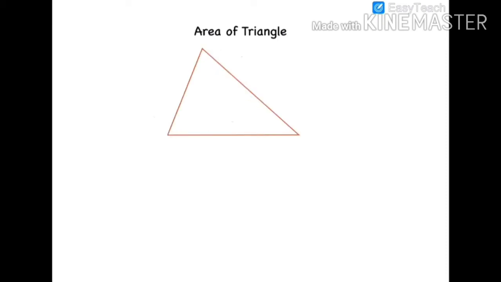Consider triangle ABC in which we know one side of the triangle. Let's say we know base BC, and we also know the corresponding altitude to this base. Now altitude is a line that is drawn from a vertex perpendicular to the opposite side. So AD is the altitude corresponding to the base BC. Let's mark this base as B1 and the height corresponding to this base as H1.